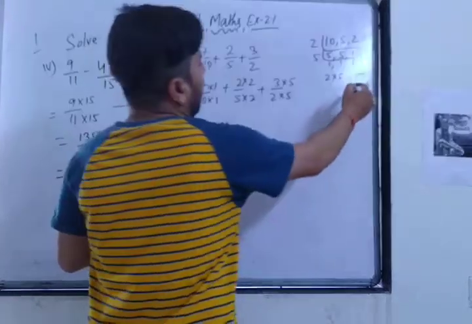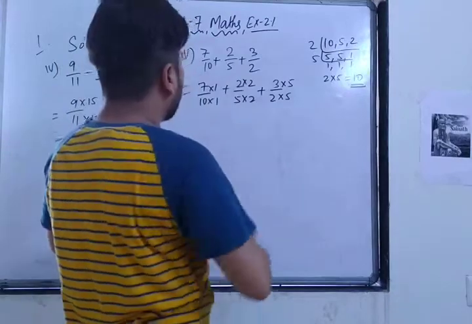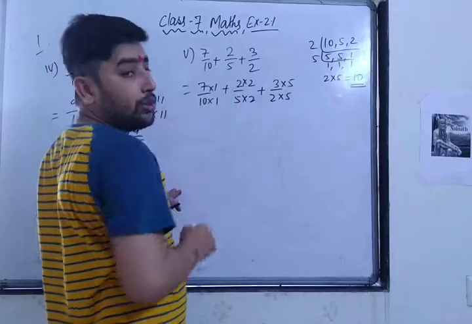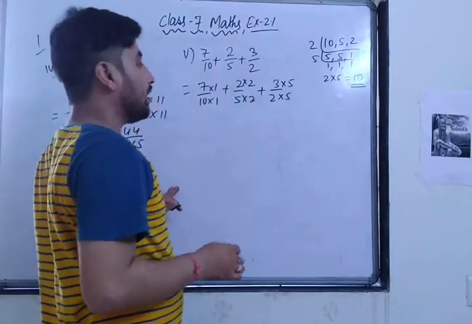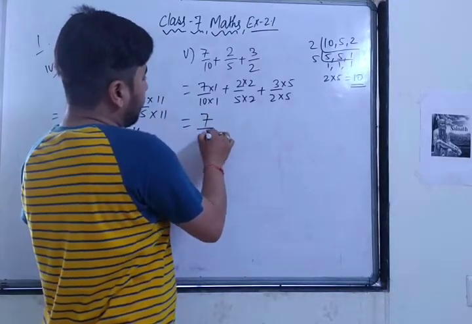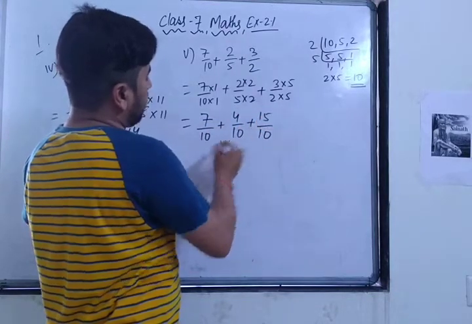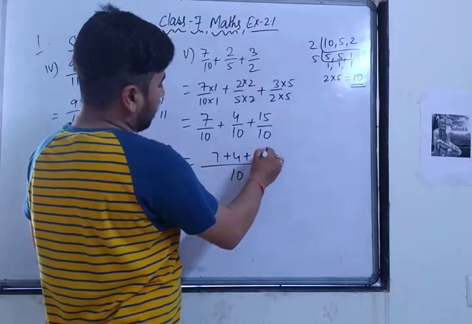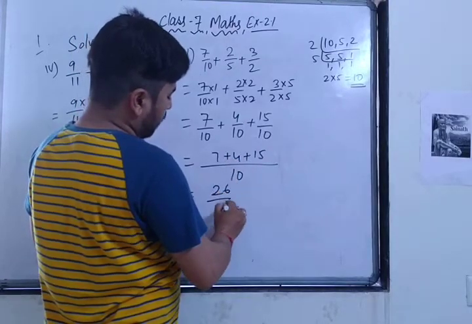Got it? Because our LCM is 10, that's why we have to make the denominator 10 everywhere. If you are making the denominator 10, then we have to understand about the numerator also. Whatever number you multiply at the denominator, that same number you have to multiply at the numerator also. So 7 upon 10 plus 2 twos are 4 upon 10, 3 fives are 15 upon 10. So LCM is 10, 7 plus 4 plus 15. 15 plus 4, 19. 19 plus 7, 26 upon 10.